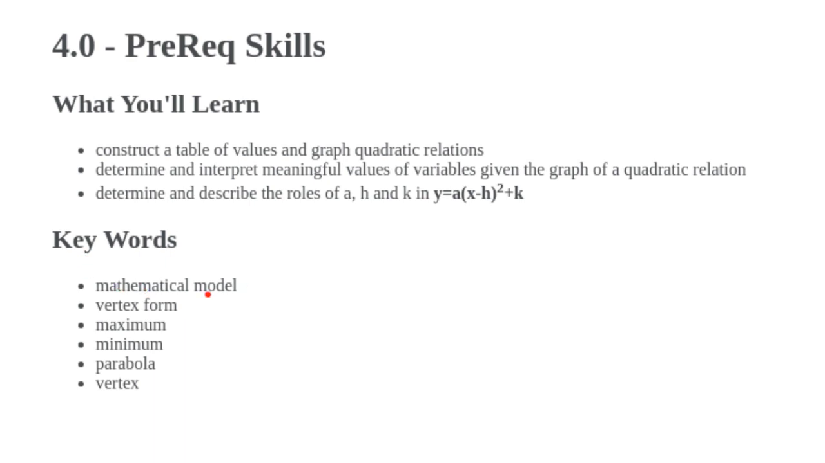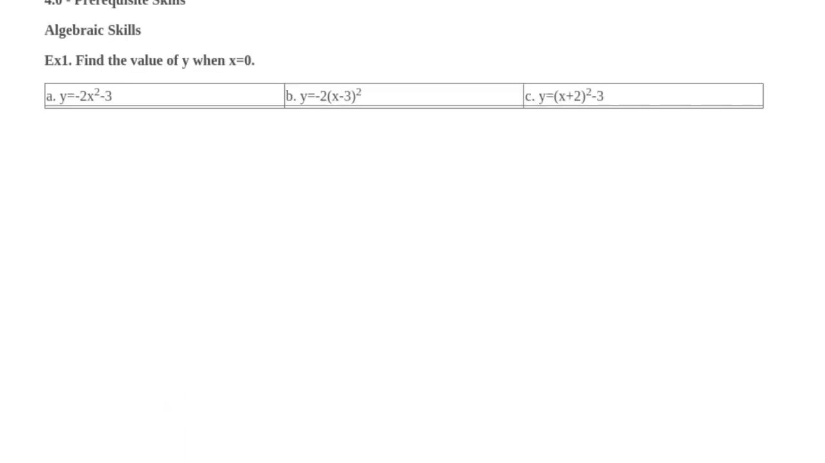Now, the key words that I want you to make note of are the concept of a mathematical model, the vertex form, the maximum, the minimum, the parabola, and a word called the vertex. All of these words are keywords that I want you to focus on during the unit. Now, one of the key concepts that we have to study is algebraic skills. And with algebraic skills, we need to understand how to do substitution.